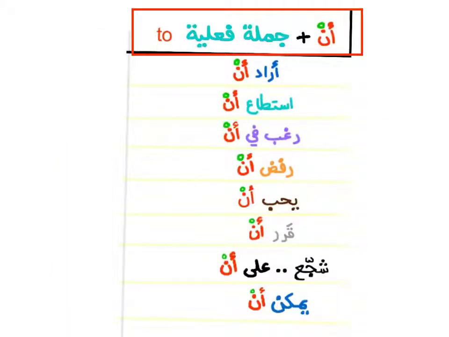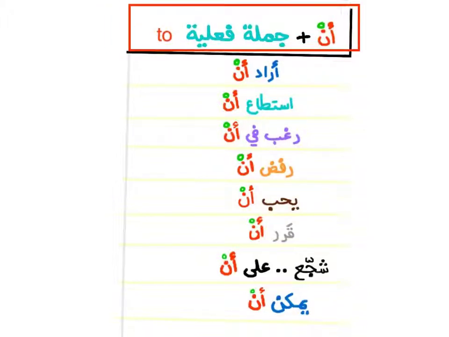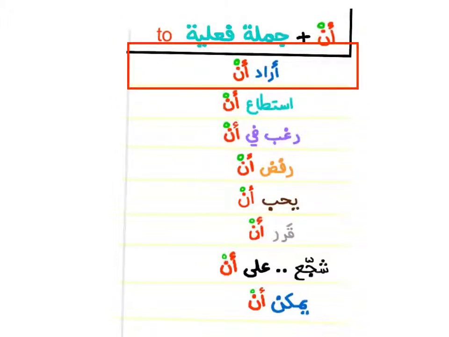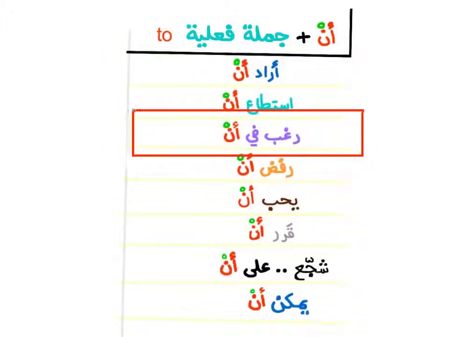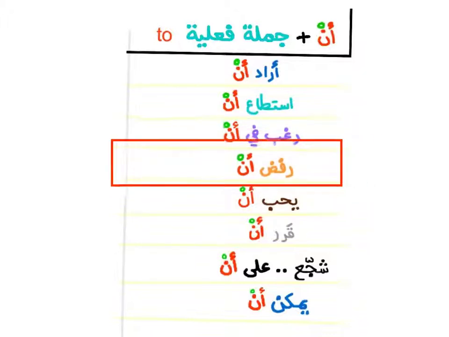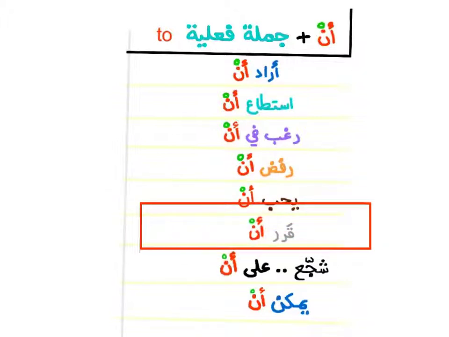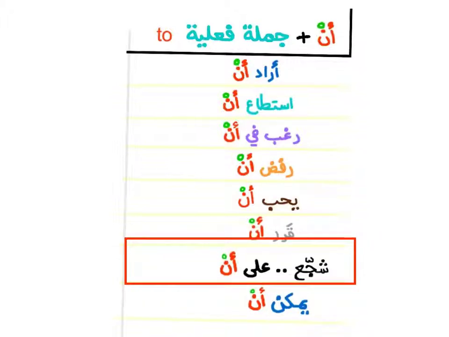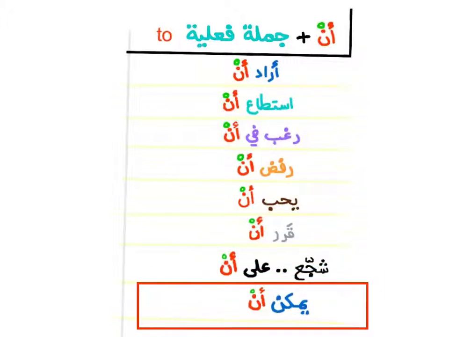Okay, now let's look at verbs that take أن. Remember, أن is followed by جملة فعلية, kind of the equivalent of to in English. So the verbs that take أن before: أراد أن, he wanted to; استطاع أن; رغب في أن, he wanted to; رفض أن, he refused to; يحب أن, he loves to; قرر أن, he decided to; شجع على أن, he encouraged us to do something, شجعنا على; يمكن أن, it is possible to do something.